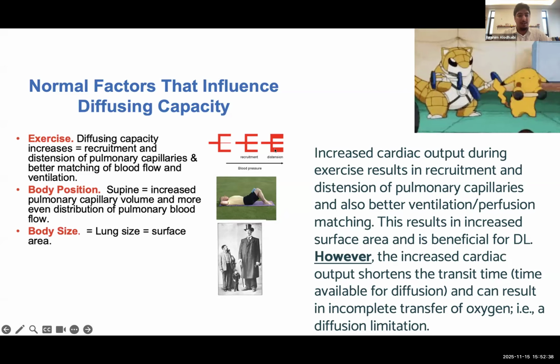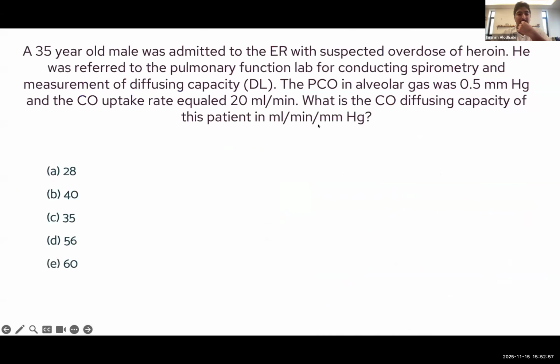Other factors also to keep in mind are body position. Supine increases the distribution of blood, and we're going to talk about that more when discussing how gravity is going to affect the pulmonary vasculature, as well as body size. Bigger lungs means bigger surface area. All right. Let's move on to our next question.